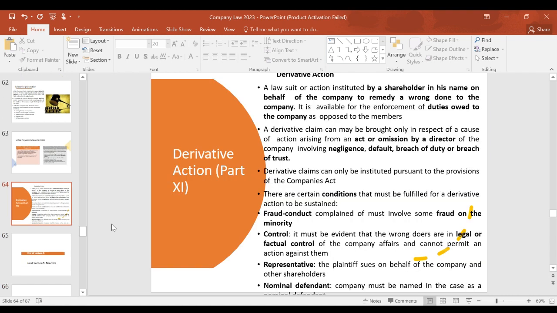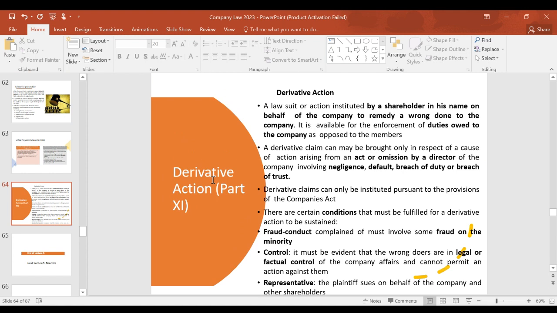Now, what about the derivative actions? The derivative actions I had mentioned a bit, which is in part 11 of our Companies Act. And these derivative actions are those actions that have been brought by one shareholder in their own name on behalf of the company for a particular wrong which is being complained of.